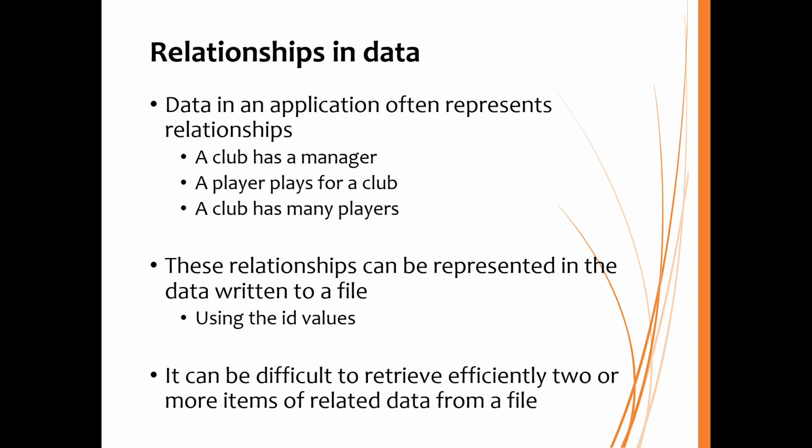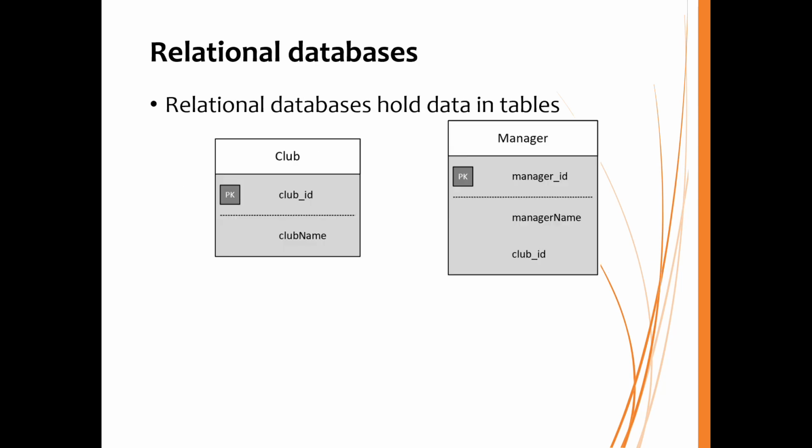But when we're using files in this way, it can be a bit difficult or indeed inefficient to try to retrieve that kind of information from separate files, or even from the same file with lots of different records. And this is where we can make use of relational databases, because as the name suggests, we can hold data in these databases and we can relate one piece of data to another. And we'll do that by holding information about similar entities in a table.